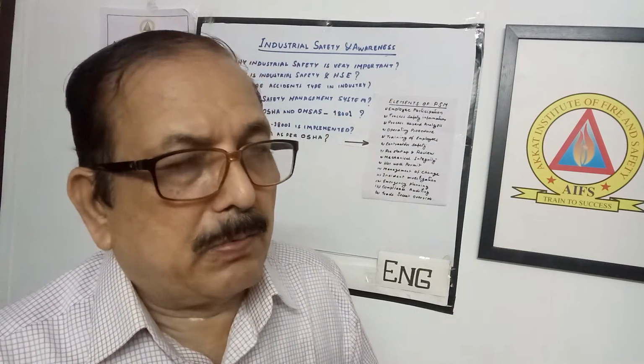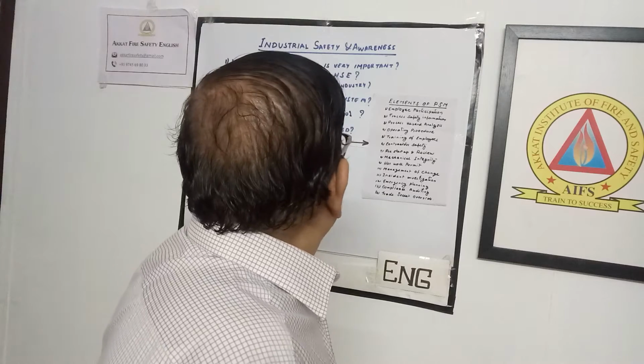Already I have given you 10 videos on general safety awareness, then 20 videos on basic fire safety awareness, then again 20 videos on electrical safety awareness. So now we have come to the Industrial Safety and Awareness program. Here also I have given you 6 videos. Last Friday I gave you a video on how the OSHA 18001 system is implemented.